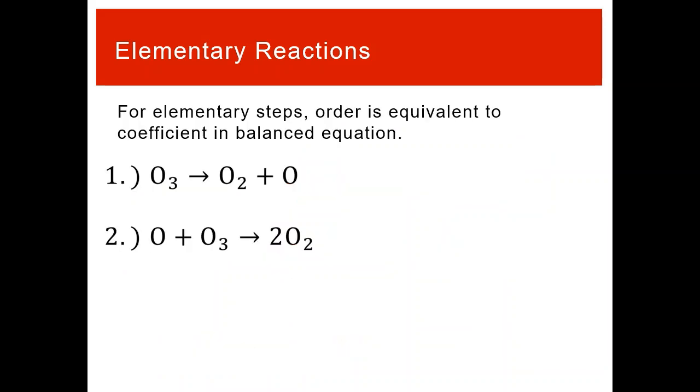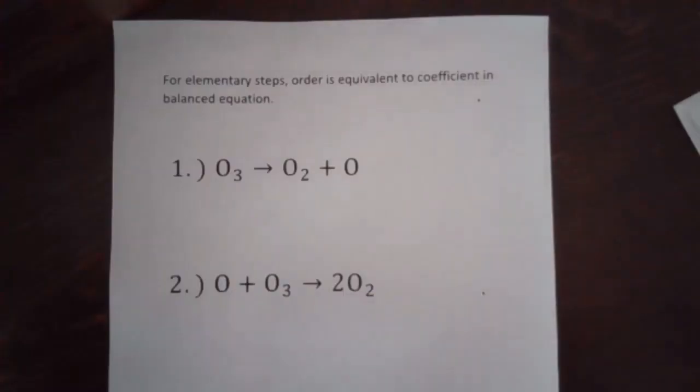So we have our elementary steps for this reaction mechanism that we've talked about. Let's actually come up with the orders for those. All right, so when we're given an elementary step, if we know that it is an elementary reaction, then we can come up with the rate law just by looking at the equation and specifically the orders in the rate law.